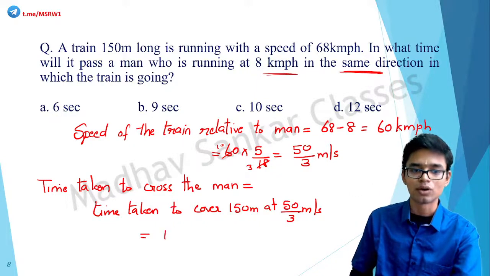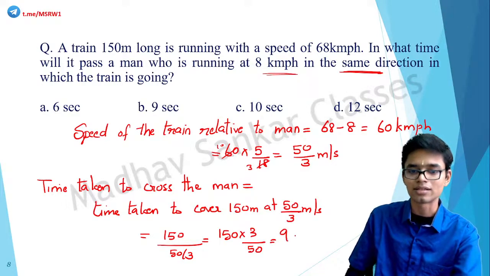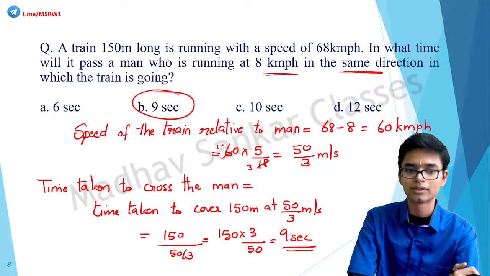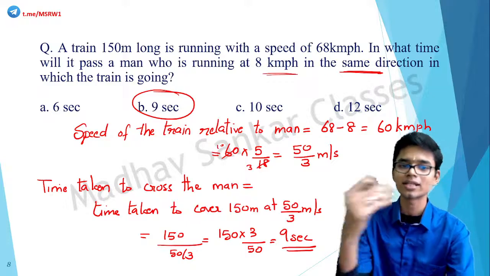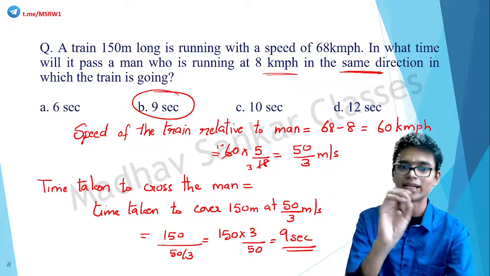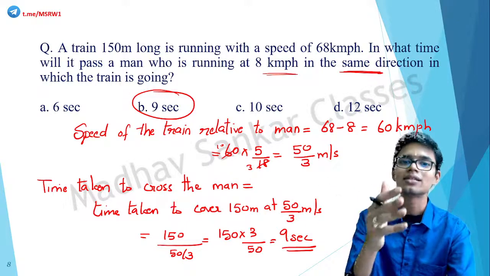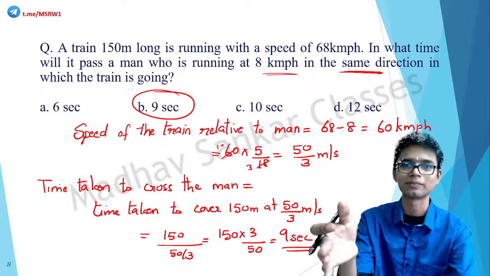This is equal to 150 divided by 50 by 3, which is 150 into 3 by 50, equal to 9 seconds. Alright, distance by speed, same formula again. Did you understand here? We have to first find the relative speed of the train with respect to the man, and then simply find the time. We know the distance, we know the speed. So time is equal to distance by speed.